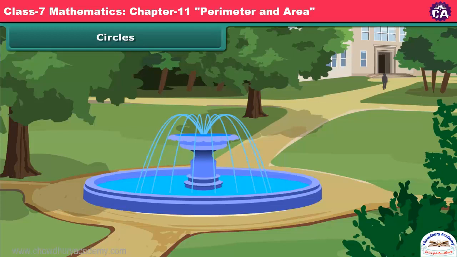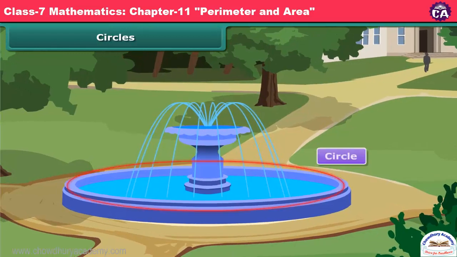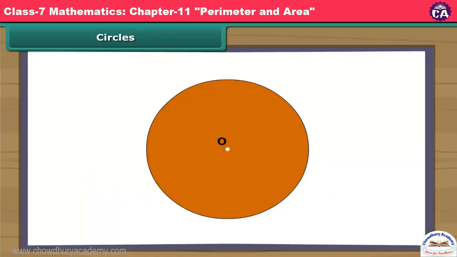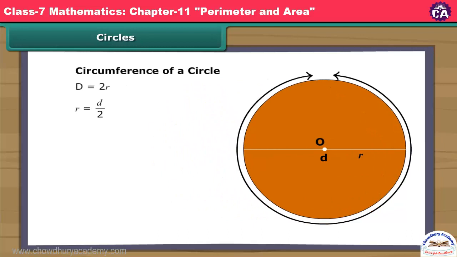Circles. Students, have you noticed the shape of fountain? The fountain is in the shape of a circle. Can you measure the circumference of the circle? Yes. If you know the radius of circle, then by using the formula of circumference of circle. Circumference of a circle is the distance around a circular region, in other words, the boundary of circle. Circumference of a circle is the product of a constant called pi and its diameter, or twice the product of pi and radius of circle.